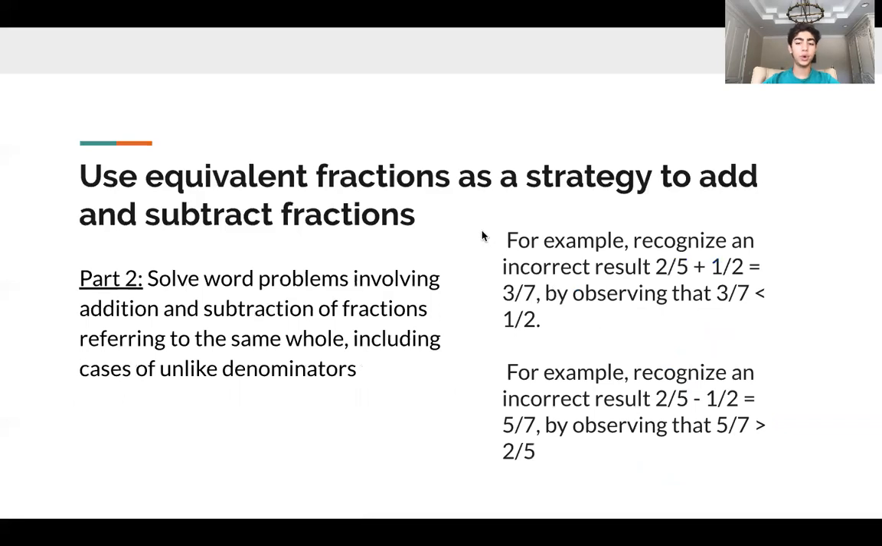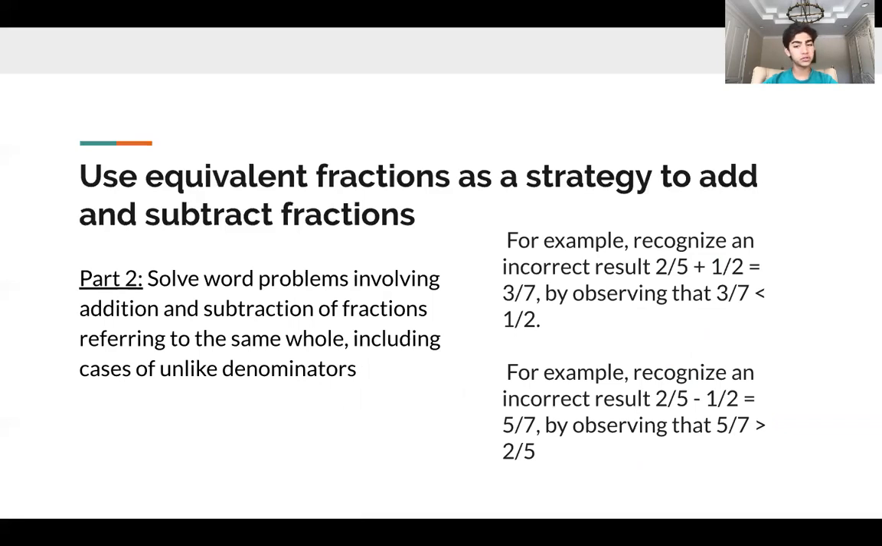Now, in addition, you have to understand how to solve real-world problems with addition and subtraction and unlike common denominators. So let's look at a very, very simple problem. We have 2/5 plus 1/2 equals 3/7. Obviously, we know that 2/5 plus 1/2 isn't 3/7. In fact, if you were to solve that out, it would be much larger than 3/7.